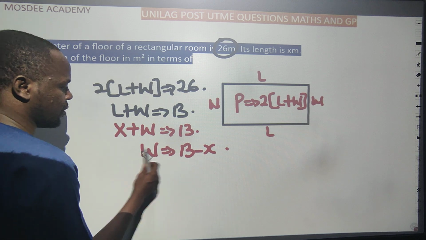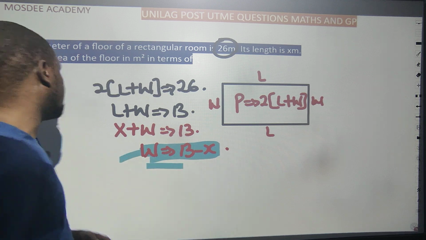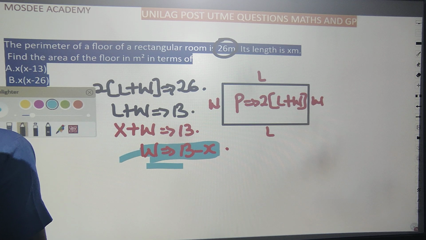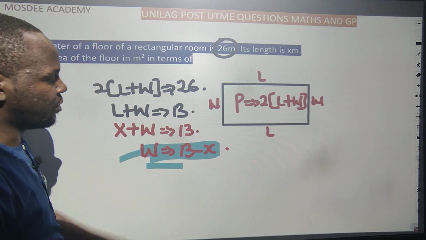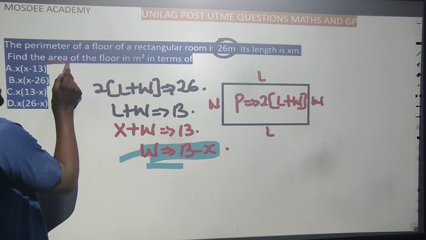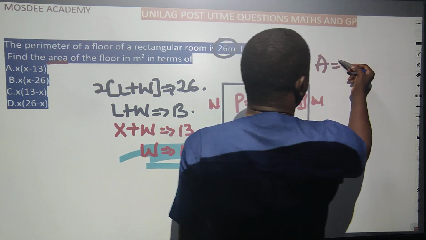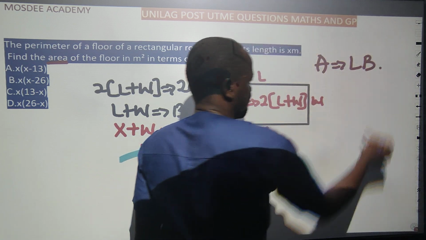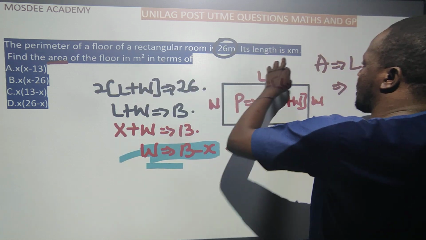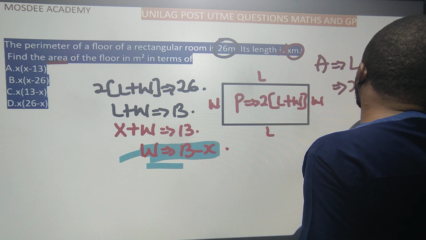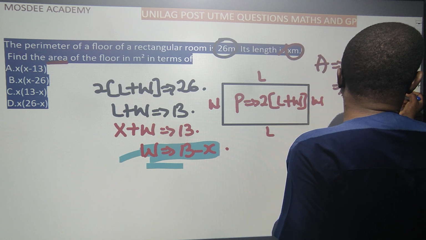So if that is the case, we're going to highlight that for you to see. So if this is 13 minus x, what we see next is just to solve the remainder part of the question. We have the question now say, what is the area of the floor? Area of a rectangle. You and I know area of a rectangle is length times breadth. So let's substitute value. Length was x according to the question. And what is the breadth, which is the width? Breadth is width. That is 13 minus x.